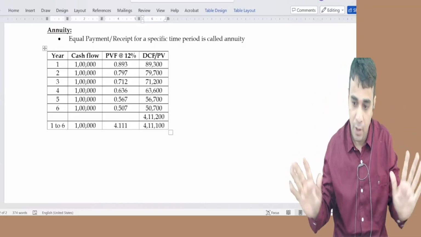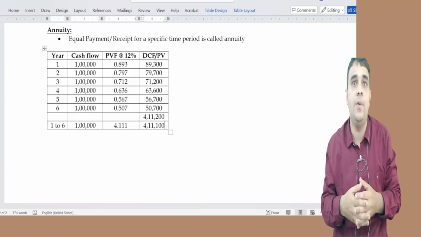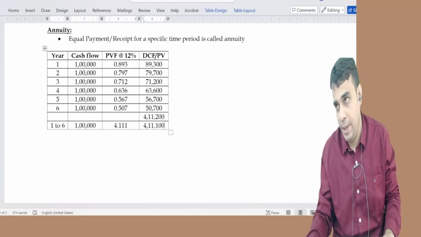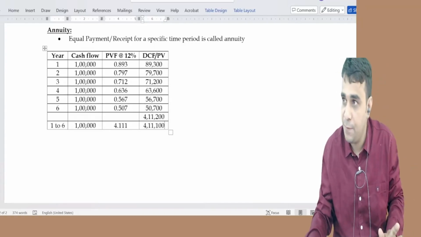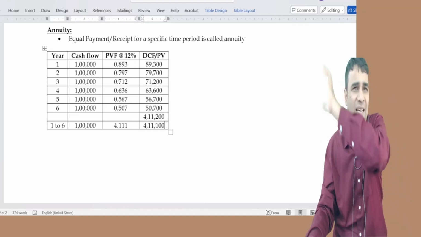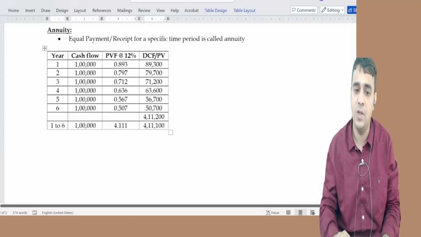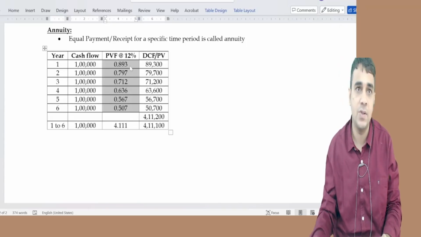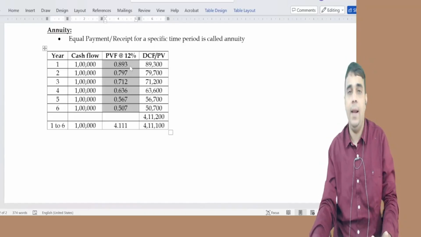I'll repeat again. For present value factor, I will have the annuity amount. What is annuity amount? Equal payment or receipt for a specific time period. The time period can be 1 year, 2 years, 4 years, 6 years, 8 years, 10 years, 15 years. One option, struggle every year and do this calculation. Second option, sum all the amounts and get one factor, 4.111. Any doubts on this first?